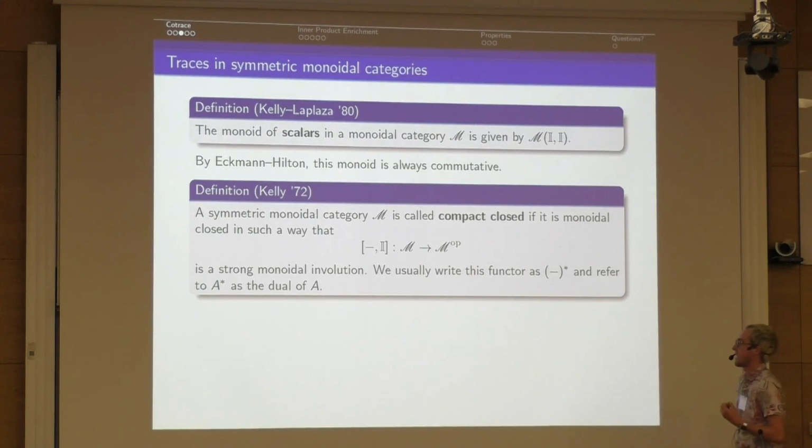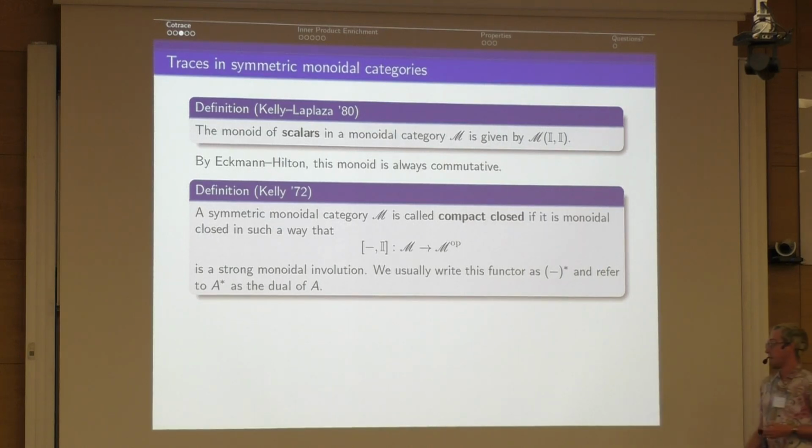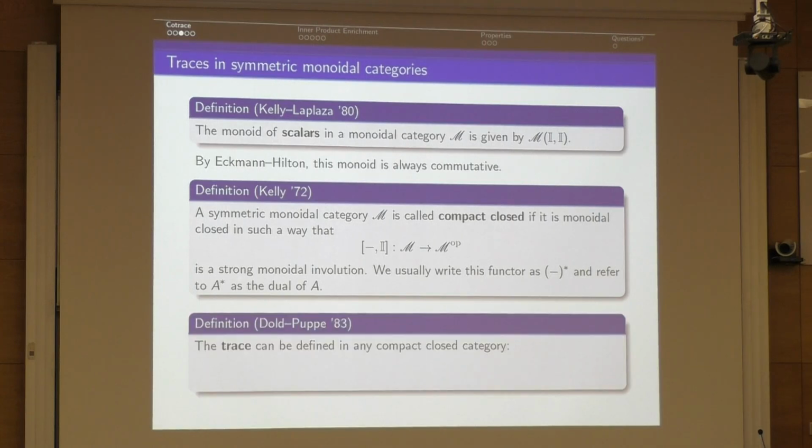And in 72, Kelly gave this definition of a compact closed category, a category with duals. It's essentially a symmetric monoidal closed category where if you take HOMs into the unit object, what you get is a strong monoidal involution. Normally, HOMs into the unit object we write with a star, and we think of this as being the dual. The motivating example is finite dimensional vector spaces.